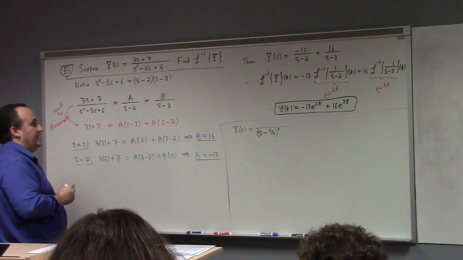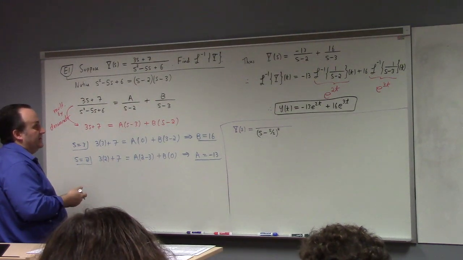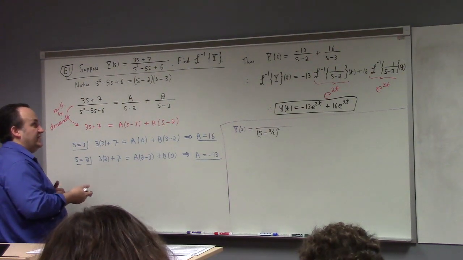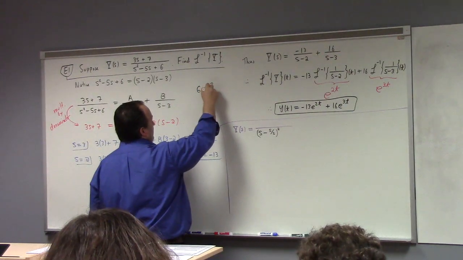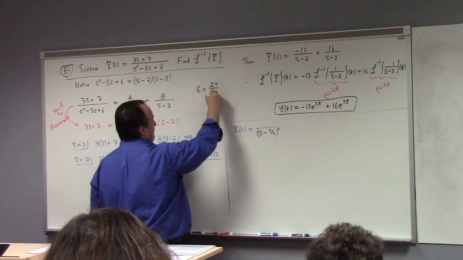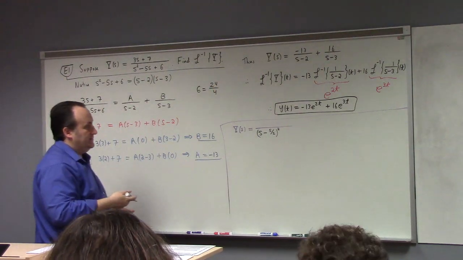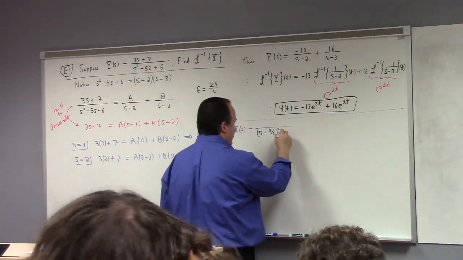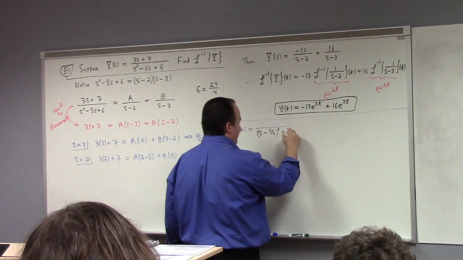And then I have to do what? I have to subtract 25 over 4 to be fair. Yeah? What's 6? 6 is 24 over 4, right? So if I subtract 25 over 4 from 24 over 4, I've got minus 1 over 4, right? Or minus a half squared, if you like.